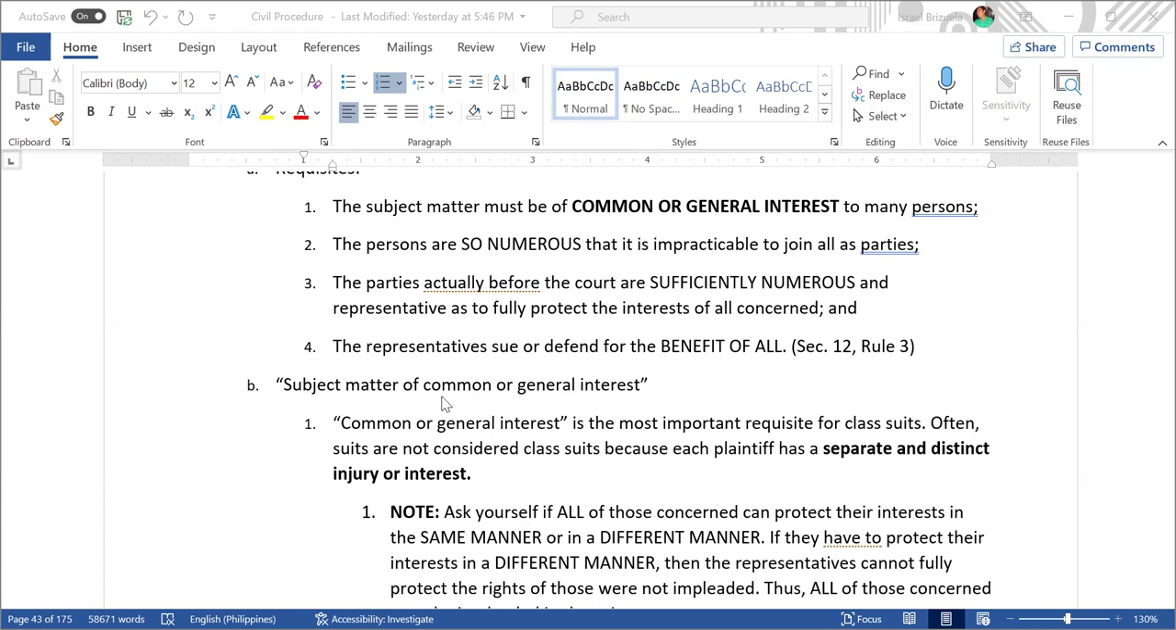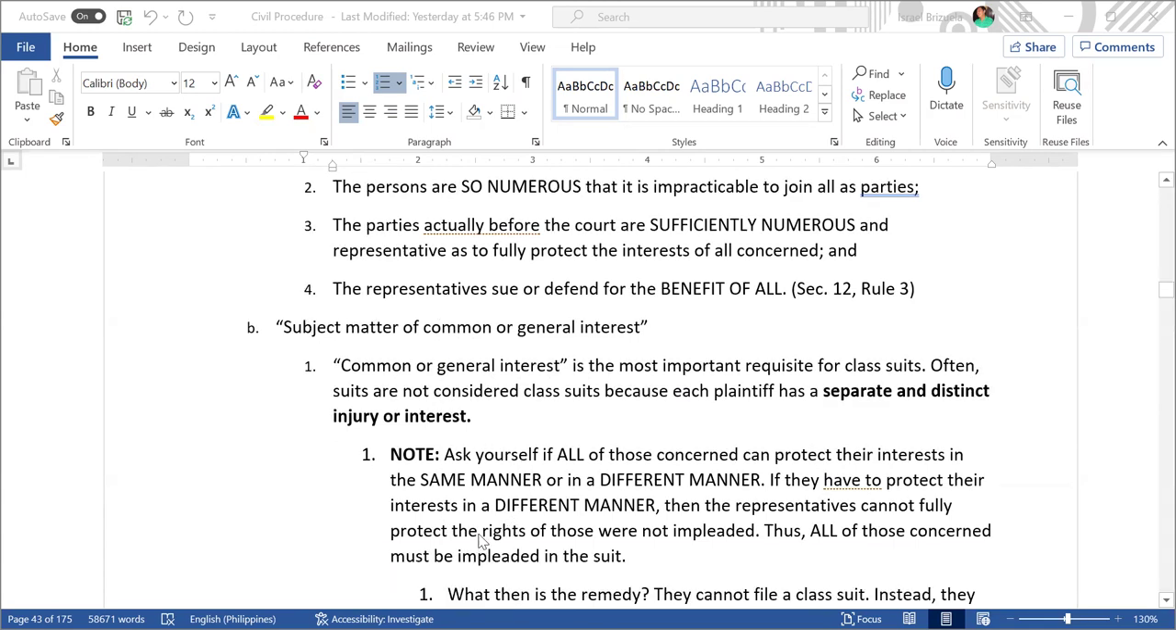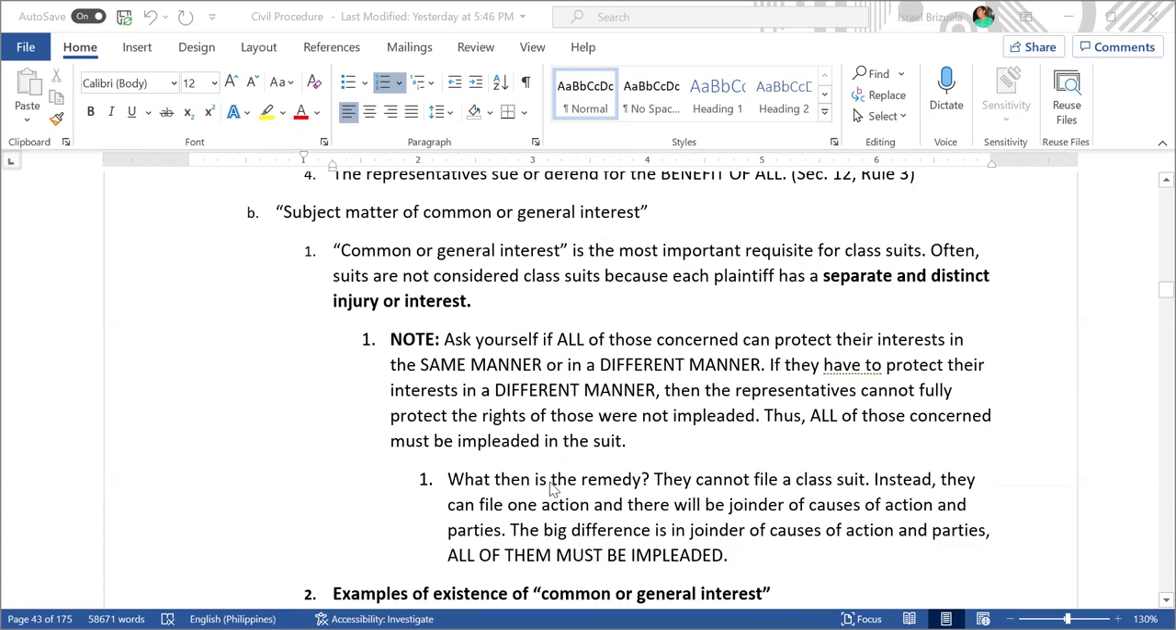Note, ask yourself if all of those concerned can protect their interests in the same manner or in a different manner. If they have to protect their interests in a different manner, then their representatives cannot fully protect the rights of those who are not impleaded. Thus, all of those concerned must be impleaded in the suit.